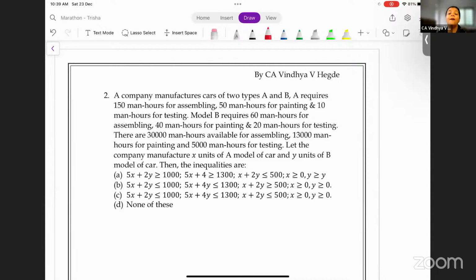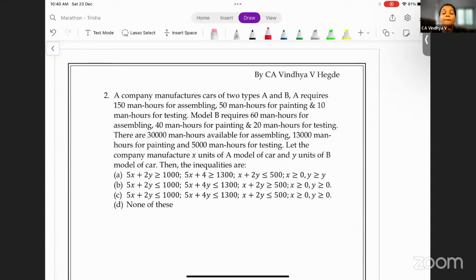Okay, now can I say man-hours is the constraint here? Why is man-hours the constraint? Because if 30,000 man-hours are available, can you utilize more than 30,000? No. For example, if you have 24 hours in a day, can you utilize 25 hours? First, you utilize 24 properly, right? Yes. So can you utilize 25 hours? No, not possible. So that is why, when man-hours are given, the maximum is 30,000 or 13,000 or 5,000 as the case may be.